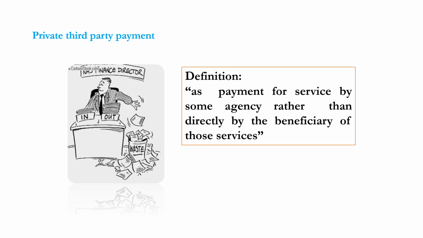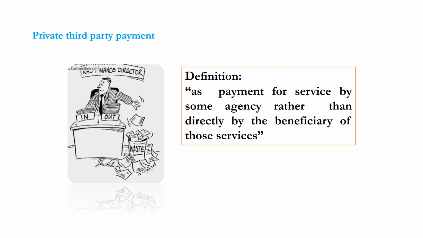And the third is the private third party prepayment plans. The definition of the third party private plans is payment for service by some agency rather than directly by the beneficiary of those services. So the dentist and the patient are the first and the second parties, and the administrator of the finances is the third party, defined as the party of a dental prepayment contract that may collect the premiums, assume the financial risk, pay claims, and provide administrative services.